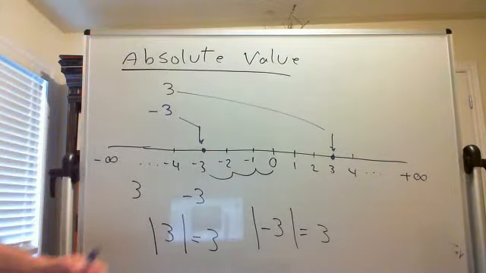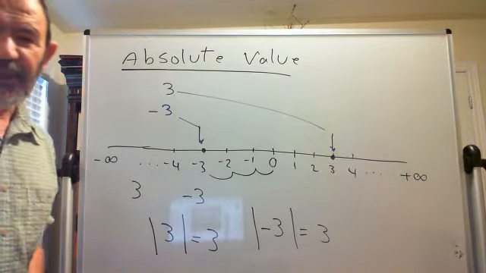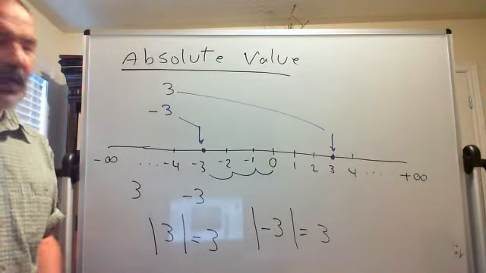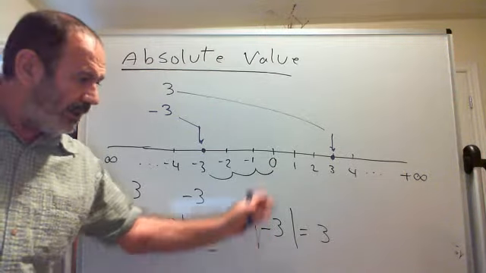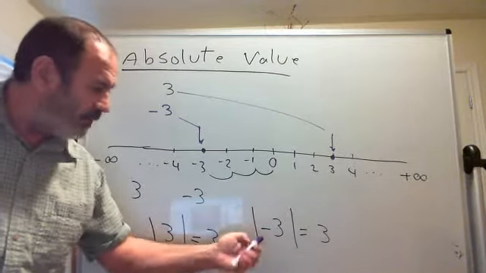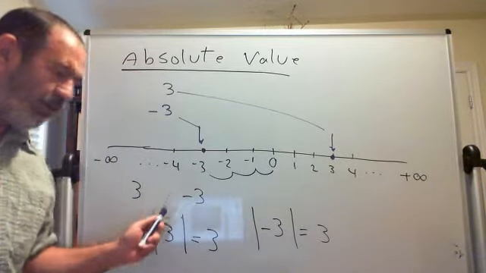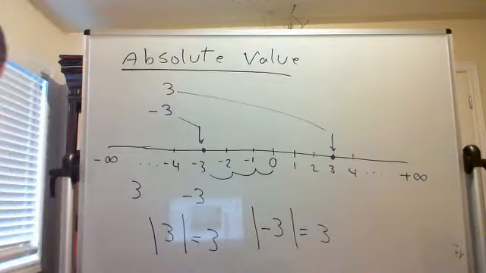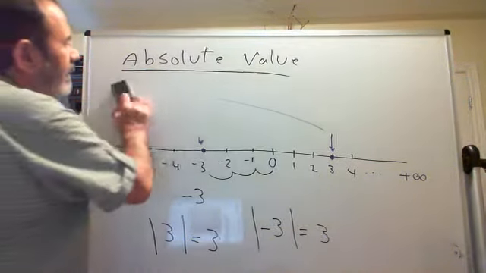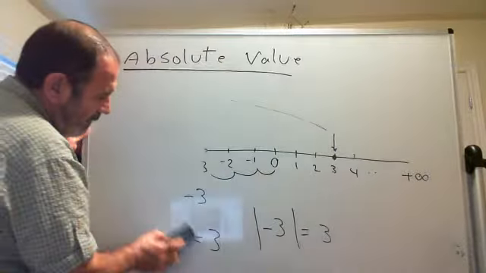Okay? As you see, the result of absolute value is always positive, regardless of what is inside the absolute value sign. If it's negative or if it's positive, the result is always positive. So remember, the result of absolute value is always positive. Let's do some examples.